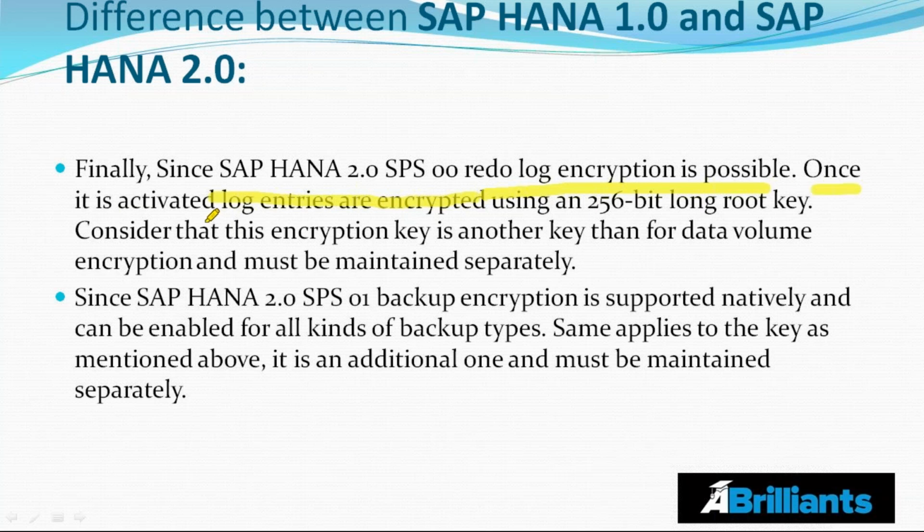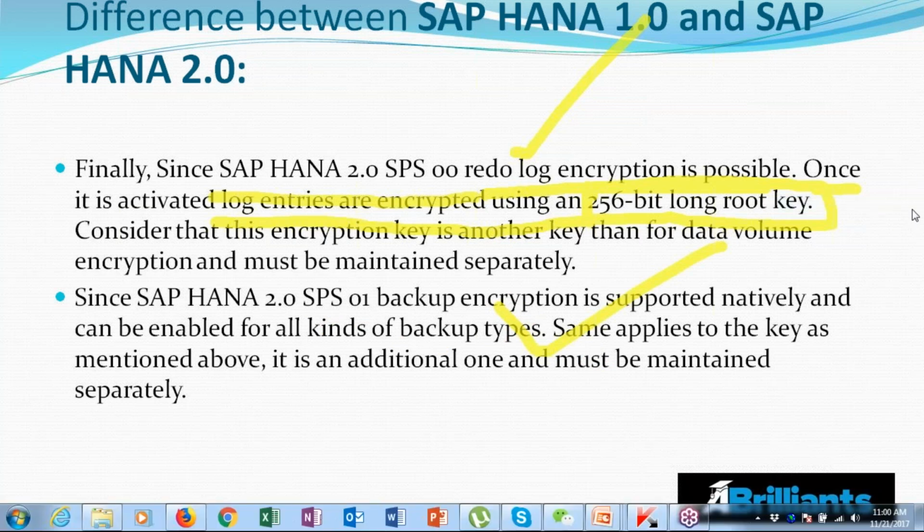And once it is activated, log entries are encrypted using a 256-bit log root key, which is very, very sensitive. In HANA 1.0, we don't have this approach. Secondly, backup encryption is supported natively and can be enabled for all kinds of backup types in HANA 2.0, but this is not feasible with HANA 1.0. That makes it much more cumbersome for HANA 1.0 again.